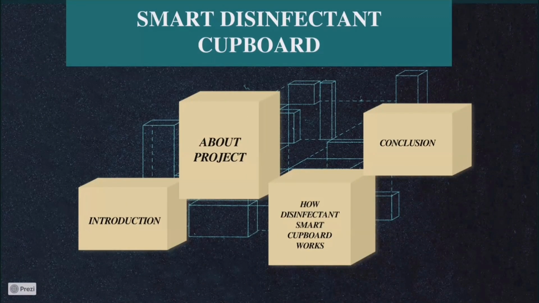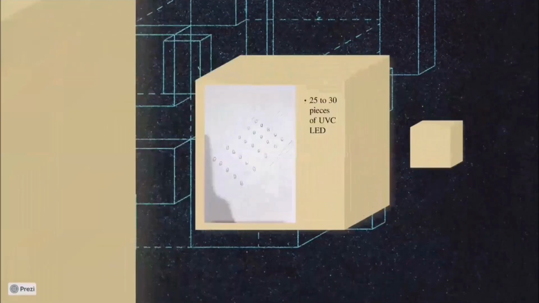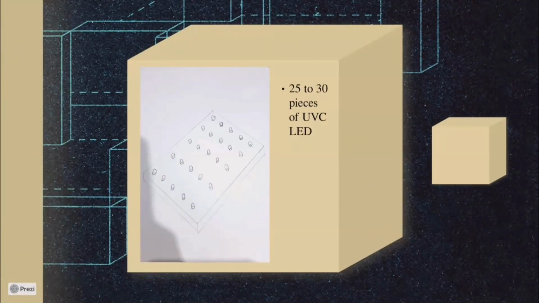How disinfectant smart cupboard works. As an introduction of disinfectant smart cupboard, this cupboard is 155 cm high, 46 cm wide, and 70 cm long and has 4 legs. This product also uses a zipper to open it. This product uses about 25 to 30 pieces of UVC LED.